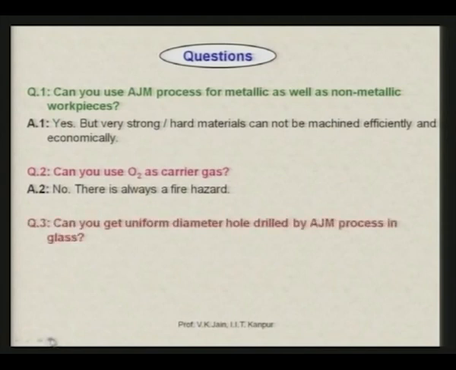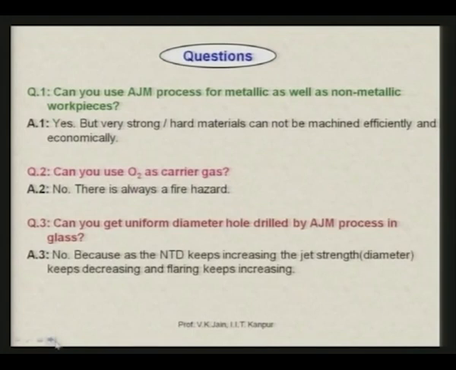Can you get uniform diameter of the hole drilled by AJM process in glass? No, because as the nozzle tip distance keeps increasing, the jet strength keeps decreasing and flaring keeps increasing. So, the diameter or the cross section of the cavity that is forming will keep increasing. Diameter will definitely keep increasing as the nozzle tip distance increases.